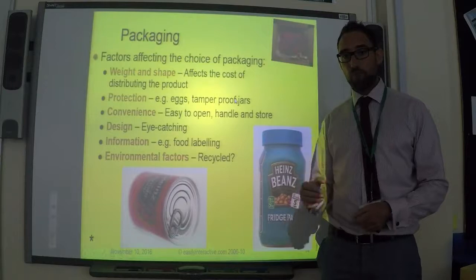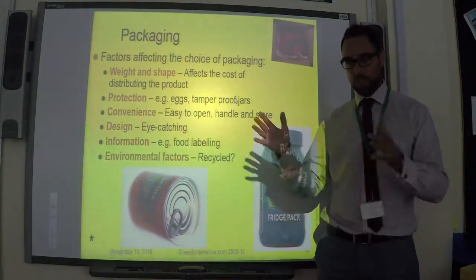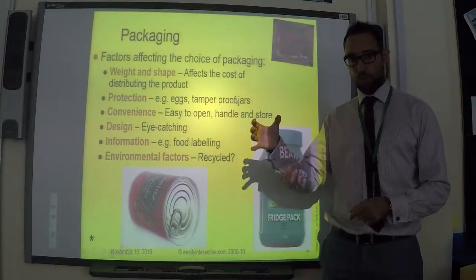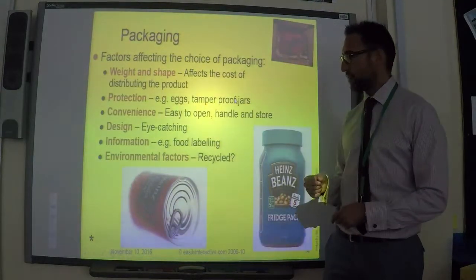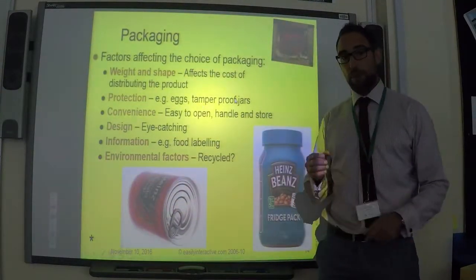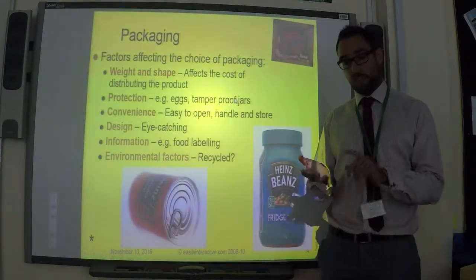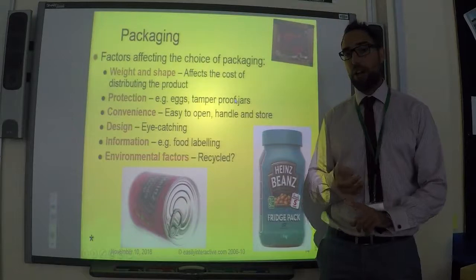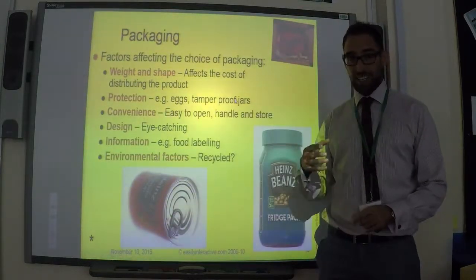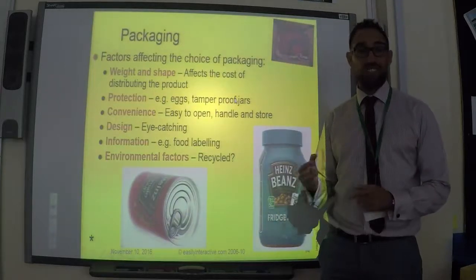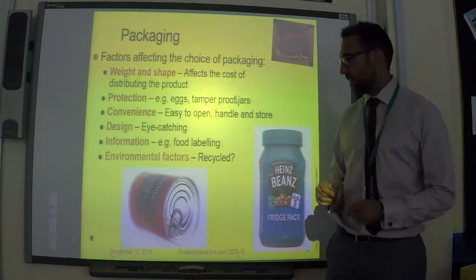The design, the product needs to be eye-catching. People need to be able to see it on the shelf. It needs to stand out from the competition. You want your product to look the best and the most eye-catching so people see it. It needs to contain information about the product, especially food again as well. It needs to contain things like the nutritional contents, the expiry date, but any product, it needs to tell the customer about the product. What is the product? What does it do? What features does it have?